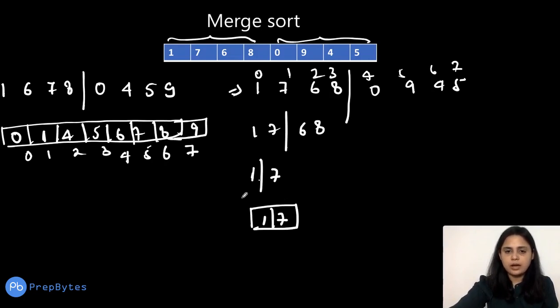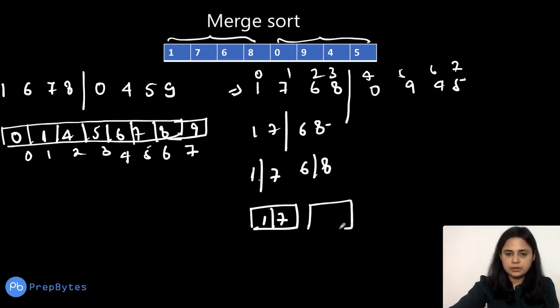Okay, so now I have this particular part of the array that is already sorted. Now I'll go to this particular part, I'll bother about this part. This gets further divided into 6, 8. Again the same thing, we have two parts of the array that are sorted, I have to merge them.